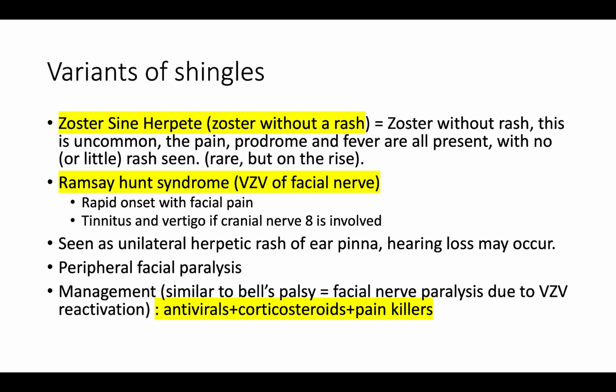So seen as unilateral herpetic rash of the ear pinna, hearing loss may occur, peripheral facial paralysis. These are all the triads we talked about. Management similar to Bell's palsy, facial nerve paralysis due to VZV reactivation: antivirals, corticosteroids, and pain killers.